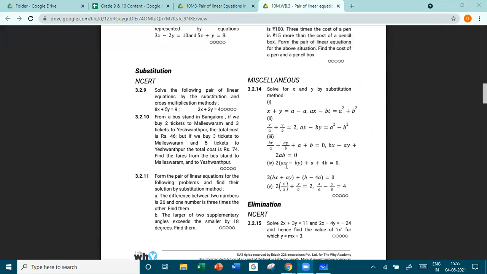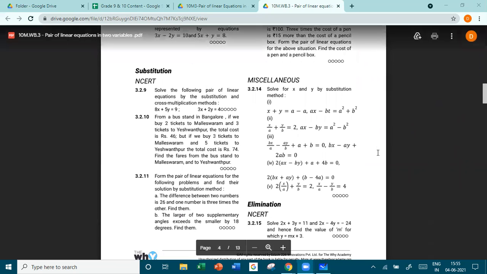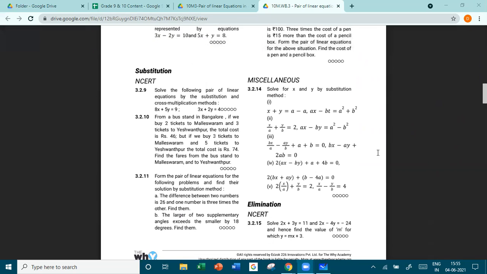The 14th also I'm skipping, just linear equations. Okay, let me not skip. I'll do one because they are given in terms of a and b. There are no numbers here. Let's do one. The first one we'll do together. So solve for x and y by substitution method.